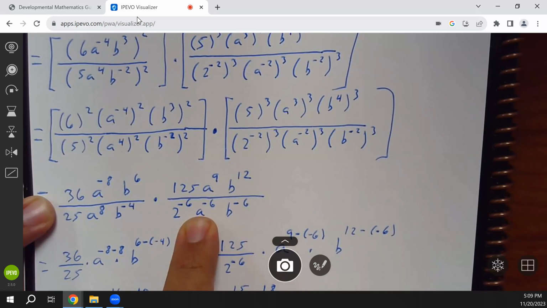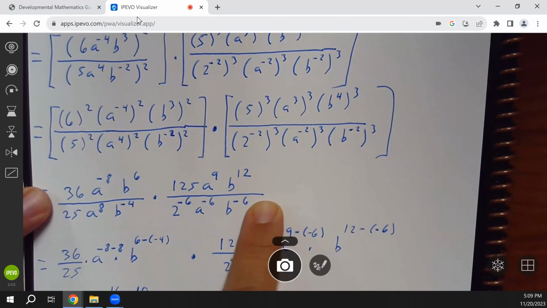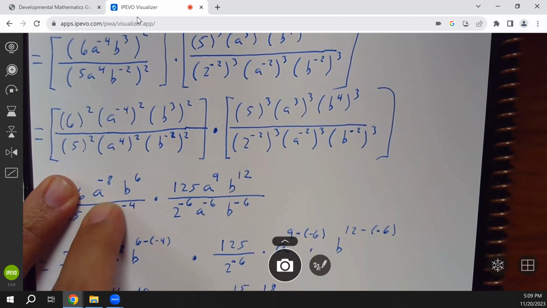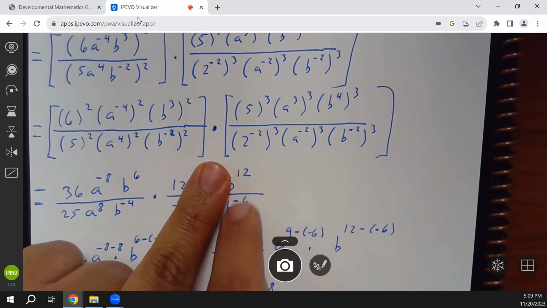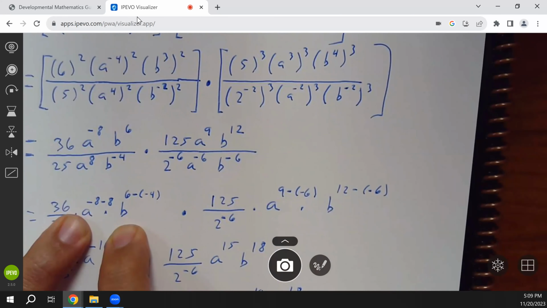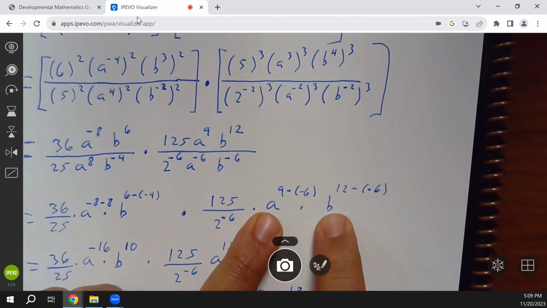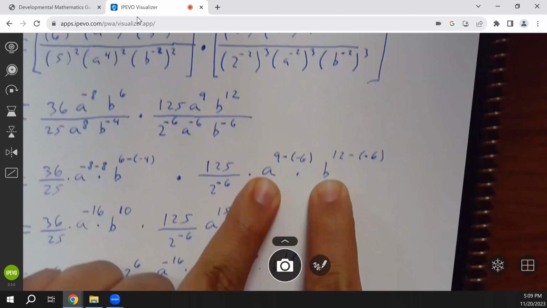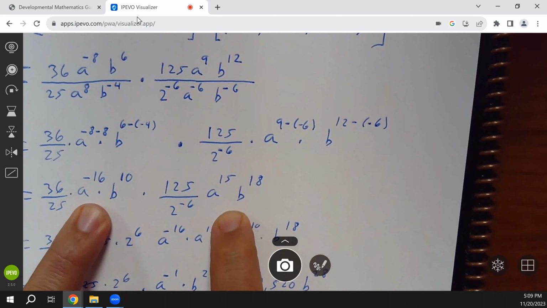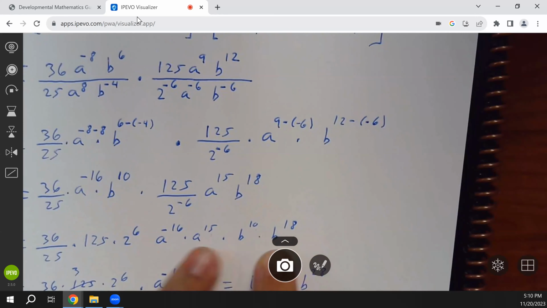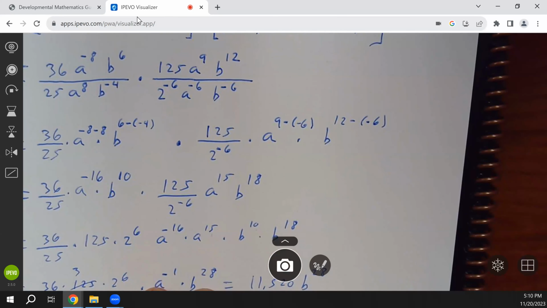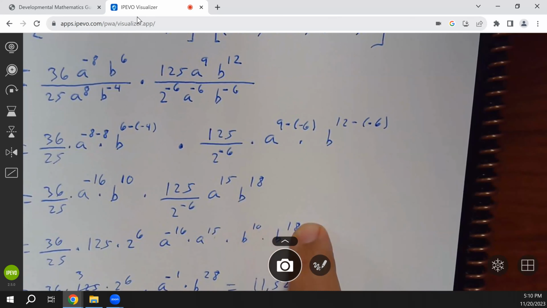We got this. Once we got to here, let's combine the A's, right? Divide the A's, divide the B's, divide the A's, divide the B's. We got these and those, which became these, right? So now just put all the A's together and the B's together. Multiplication says add them up. Negative 16 plus 15 is a negative 1. 10 plus 18 is a 28.